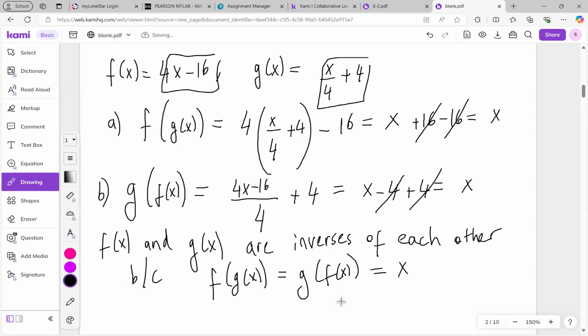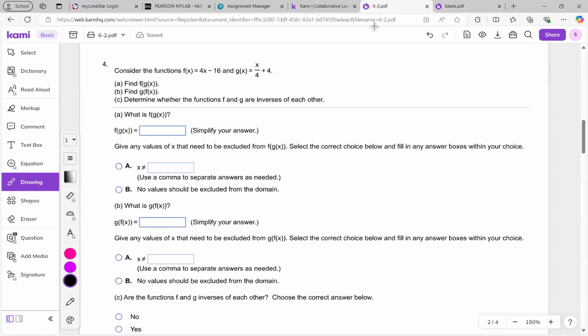So the rule is, when you calculate f of g of x, if that's equal to x, and g of f of x is also equal to x, that means f and g must be inverses of each other, because only inverse functions have composite functions in either direction that give you x. So this is how we're going to answer question number 4.